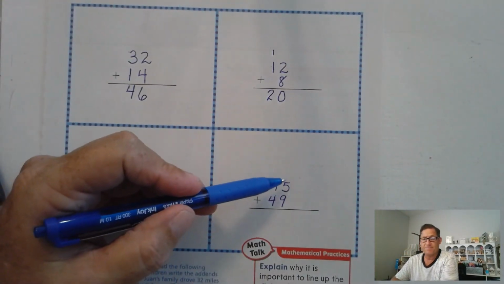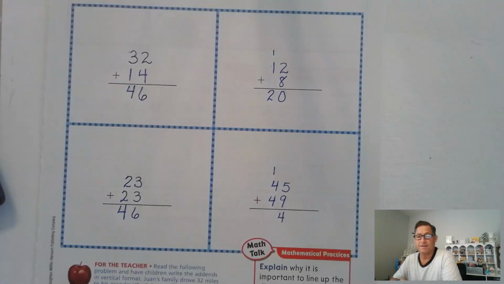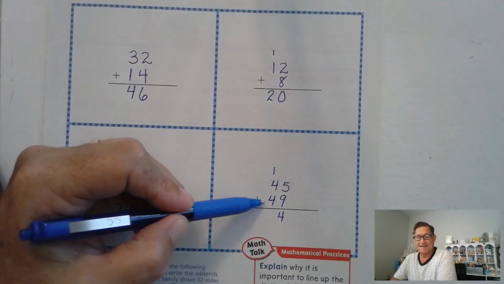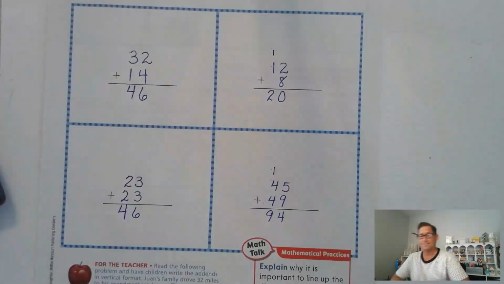Well, 9 and 5 is 14. We're going to have to regroup that as 1 ten and 4 ones. 4 and 4 is 8 tens, plus the regrouped ten gives us 9 tens.